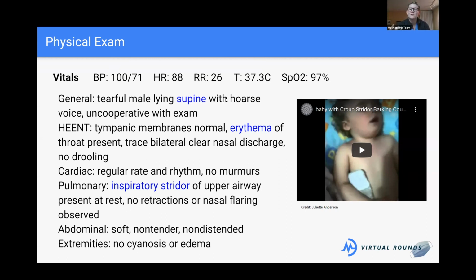So he is preferring to be reclined versus sitting up or maybe being on the lap of his parent. And he's also not really cooperative with the exam. So this information. Yeah, what's up?